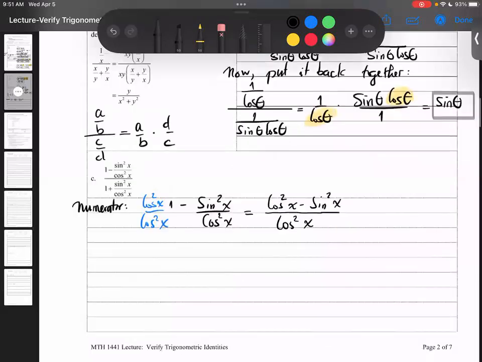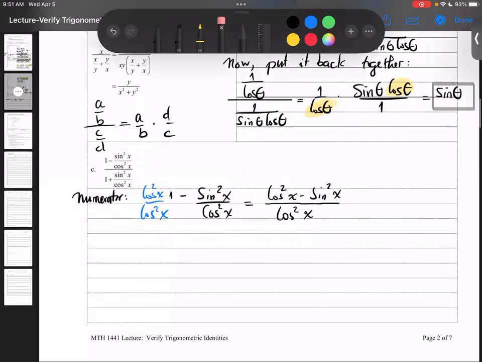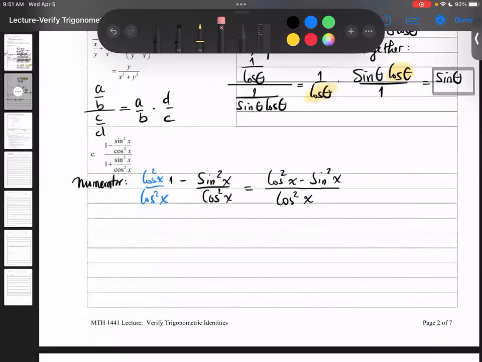Now, many of you will naturally say, can you simplify the top? The top is a squared minus b squared, right? Yeah, but let's just wait. Maybe we don't need it, maybe we need it. We can always simplify it later. Let's take care of the denominator now.